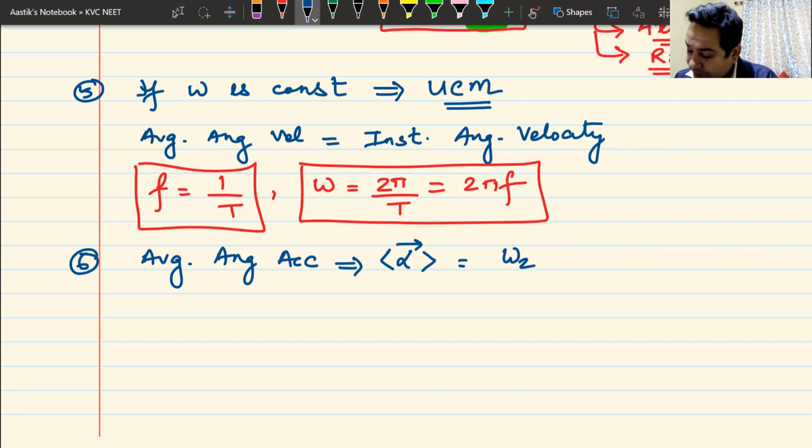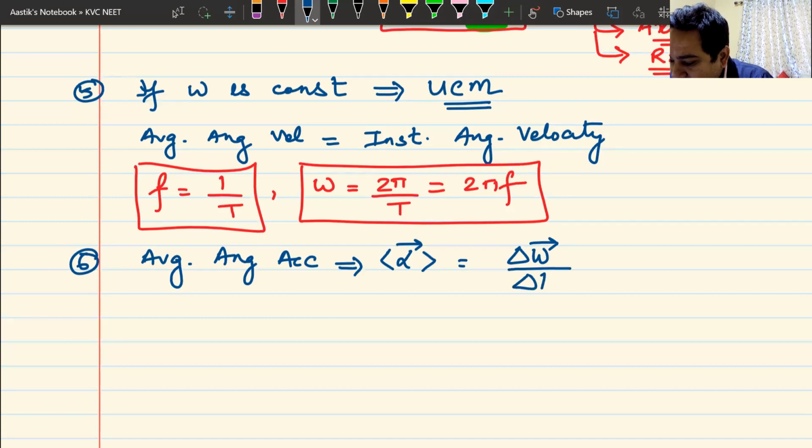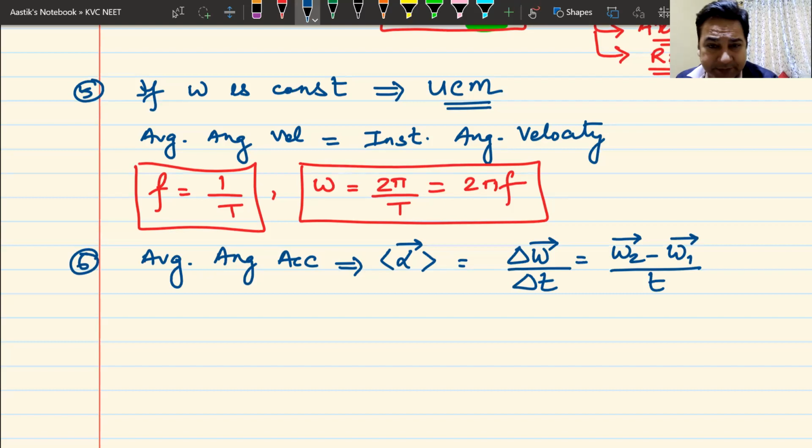It is the total change in angular velocity, delta omega, divided by delta t. So that will become omega 2 vector minus omega 1 vector divided by t. Now since omega 1, omega 2 all are vectors, this definitely becomes a vector. What type of vector does it become? It also becomes an axial vector. You all know this. That was average angular acceleration.